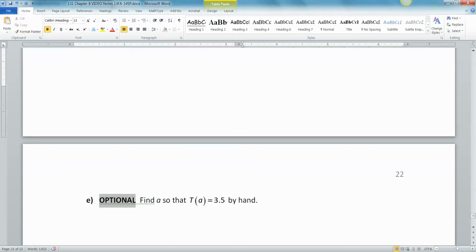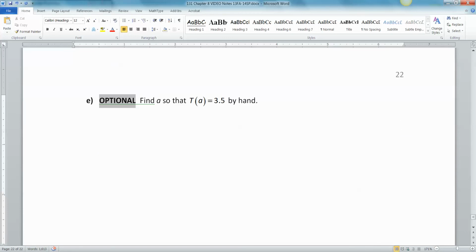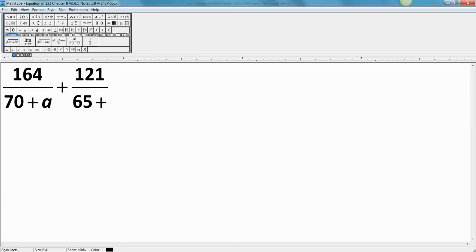All right, last but not least, we're going to do this by hand as well, just for the sake of it. So let me type that up. It would be 164 over 70 plus A plus 121 over 65 plus A equals 3.5. All right, how do we do this?